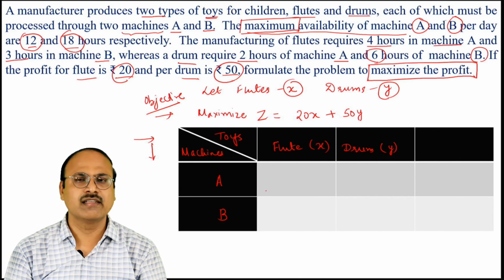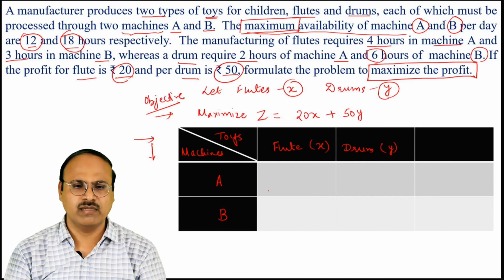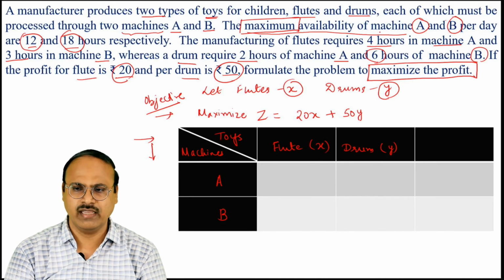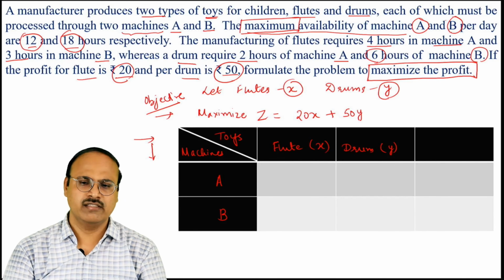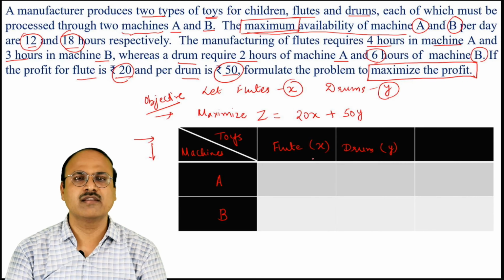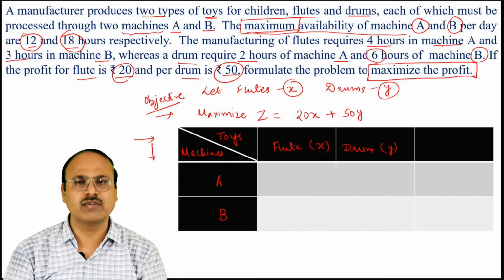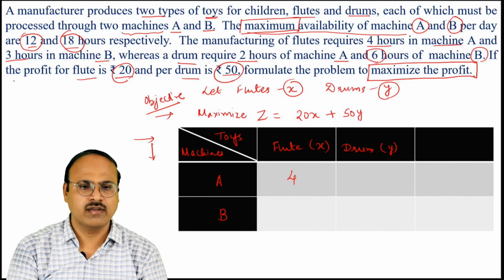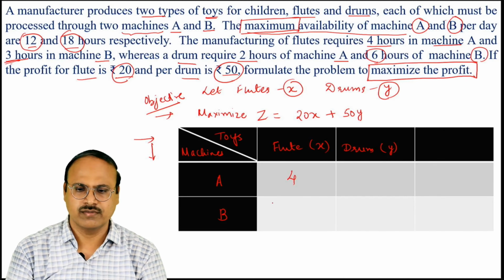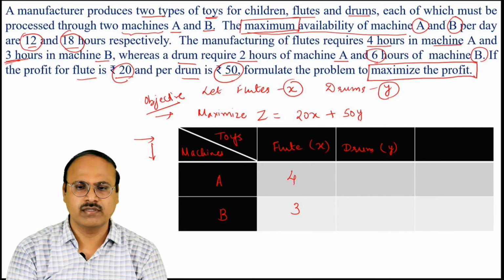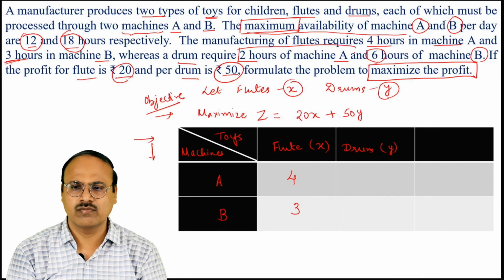Now there is a constraint. There are two types of constraints given in the problem. Let us again go back to the problem and read. The maximum availability of machine A and machine B is 12 and 18. Now if you want to produce a flute, how many hours are required of machine A? 4 hours. And how many hours are required from machine B? 3 hours. Right? In case of drums, what is given? In case of drums, it is given that to manufacture a drum, you require 2 hours of machine A.